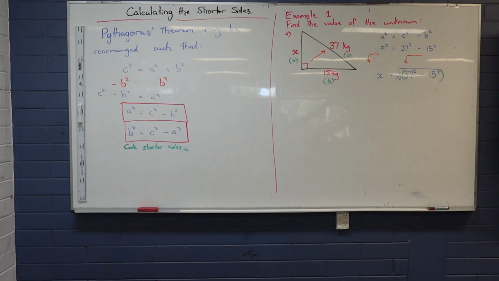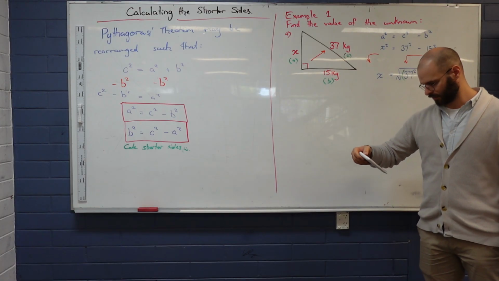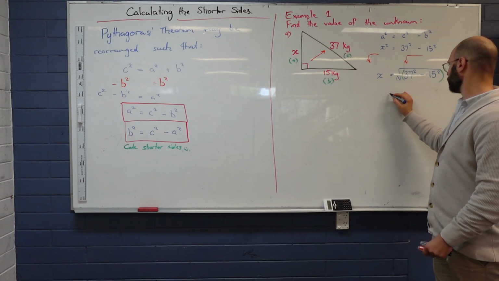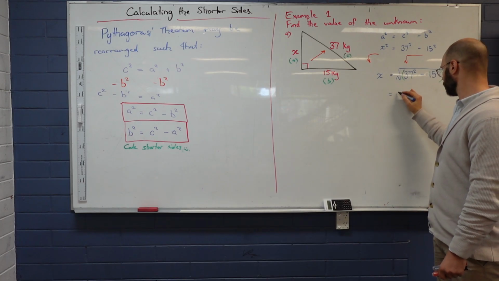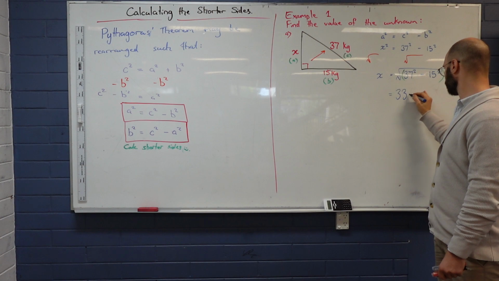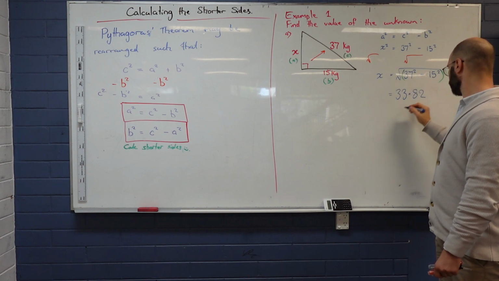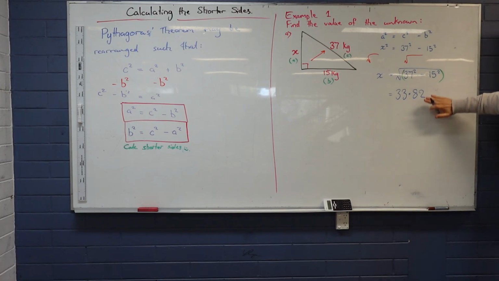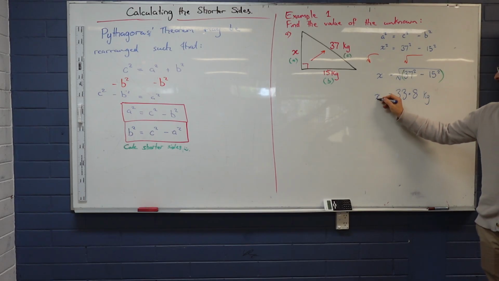33.82. That's what I got. Why did you say that then? Wait, no. He got 39. Oh. Juju, what did you get? I got 33.82. If you do that, then you get a different answer to if you do just 37 squared minus 15 squared, and then you square root it. 33.82, or we can just go 33.8. And of course we put the units.